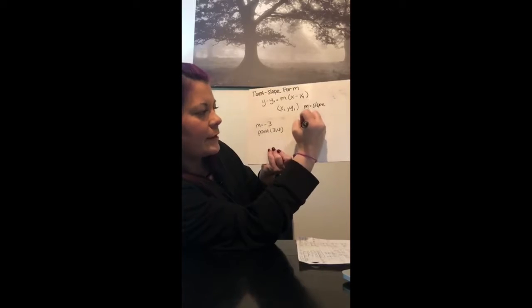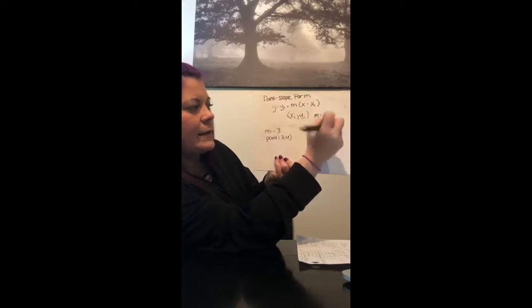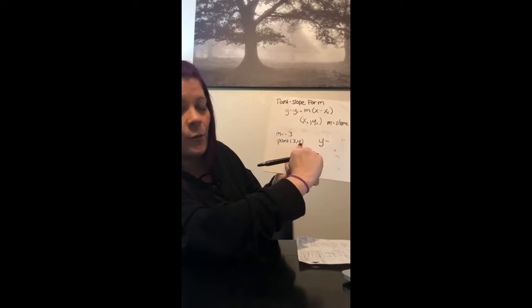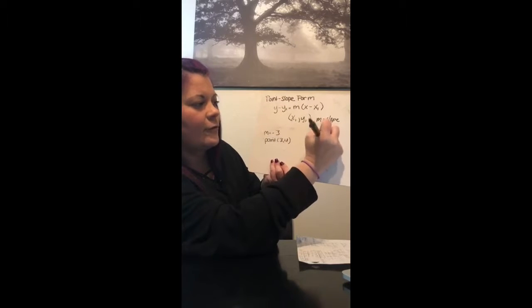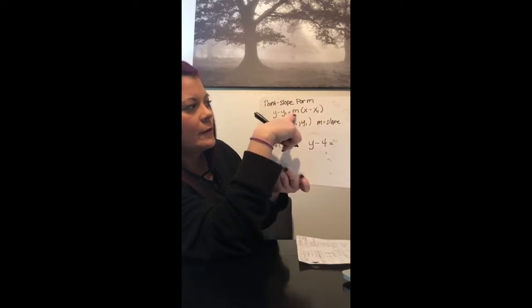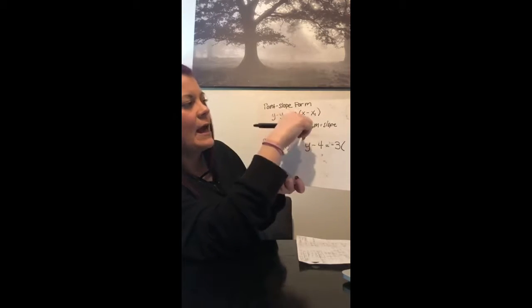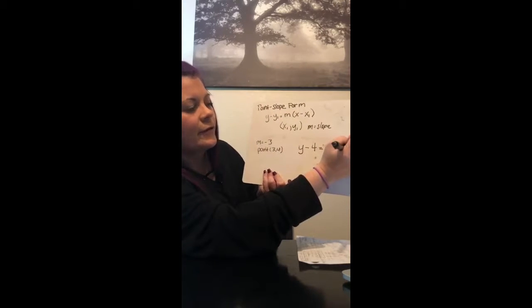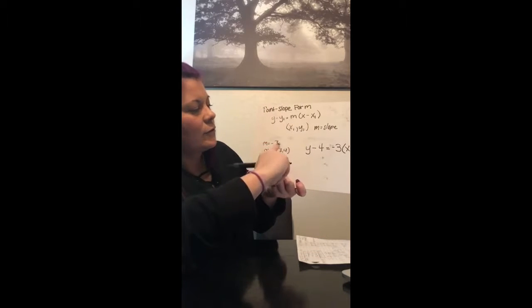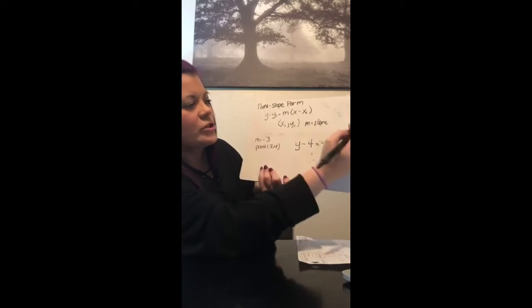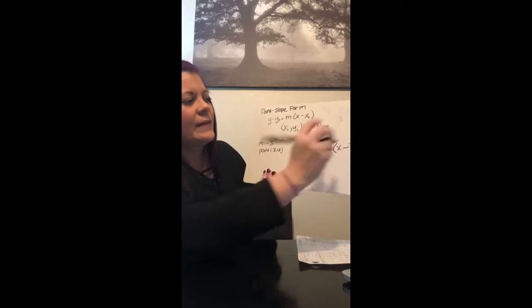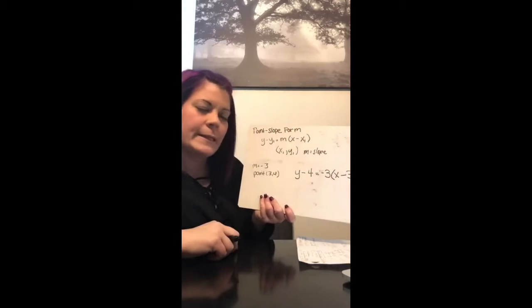So point slope form is y minus y1, and so that's the y value of the coordinate, so -4, equals the slope, which is -3, times x minus x1. So x minus the x value of the coordinate point, which is 3. And there we have it. We have point slope form.